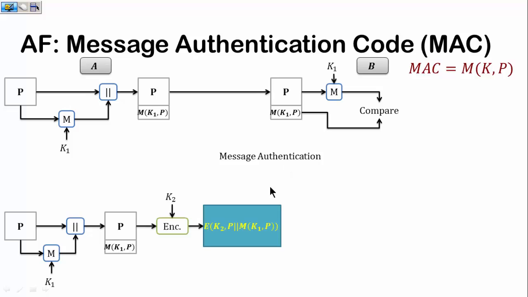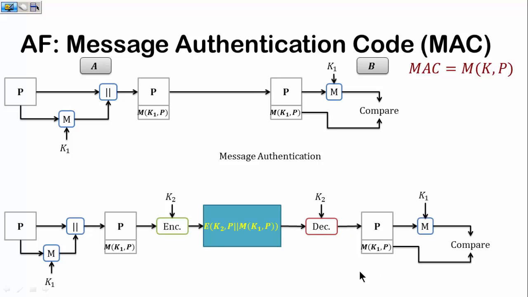If you are encrypting this message, P and M(K1, P), with some other key K2, which is the shared secret between A and B, then B would be decrypting the value first, thereby getting the value of P and M(K1, P). Again, at this point it will be passing P through the MAC function, thereby calculating the code and comparing if the code matches. So in this case, message authentication is also providing you with confidentiality, and here authentication is basically tied to the plain text, because it is the plain text that is passing through the MAC function to get the MAC code, right.